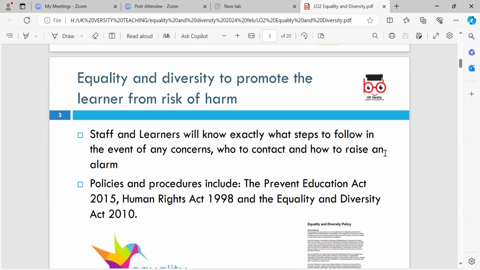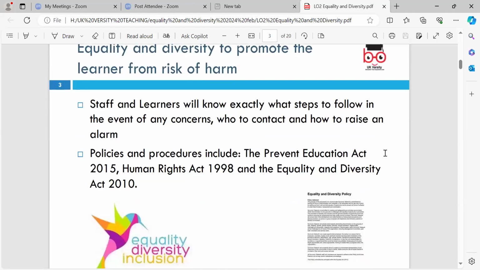It's a difficult one. I think Prevent is quite a good one that was introduced in regards to individuals being drawn into any sort of terrorism. The Human Rights Act 1998, again, is really important, in regards to knowing that you have some legal protection.